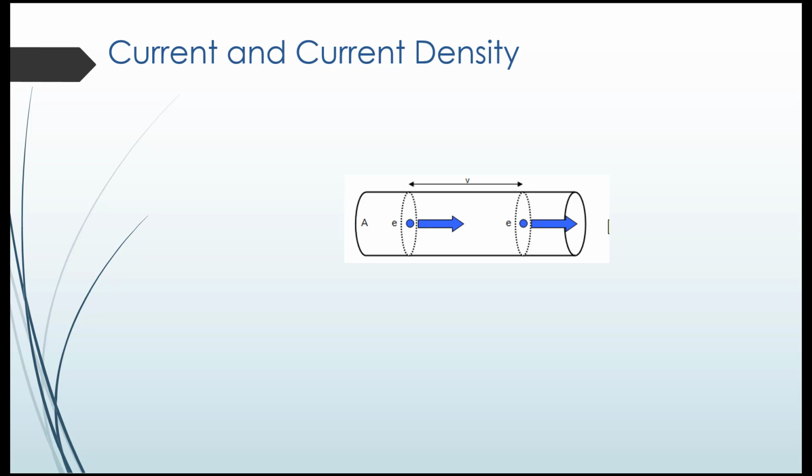Let us first define what is current and the next parameter of the current, that is current density. Electric charges, when they are in motion, constitute a current. When electrons flow from one point to another through a conductor like this, it constitutes a current. In this conductor, let capital A be the cross-sectional area through which the electrons are passing at any reference time, and capital V is the voltage applied between the two ends of the conductor.